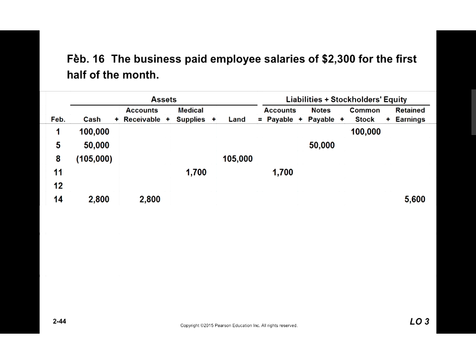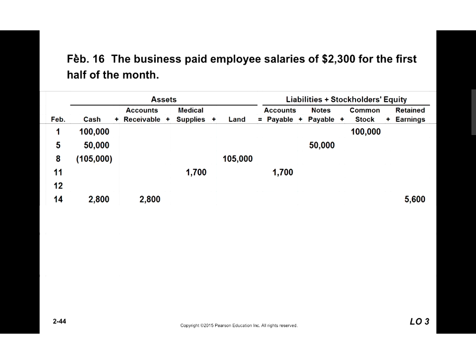Okay, next transaction. The business paid employee salaries of $2,300. Okay, so the business is paying. When you see the word paying, that implies cash. Even though you don't see the word cash, it doesn't say on account, and when you pay salary, you pay it. Okay, so we paid salaries of $2,300.